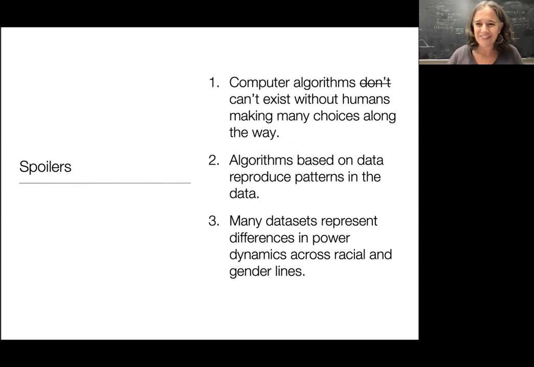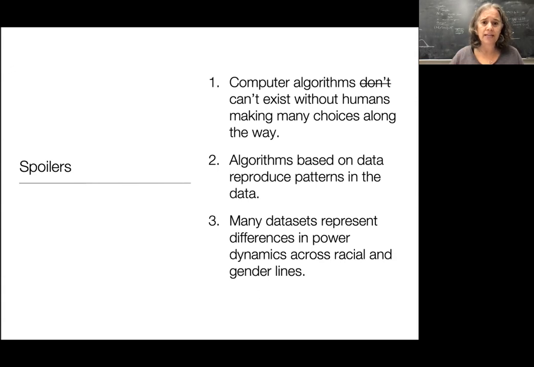And then, because I don't like to wait till the end, I want to tell you what the spoiler is for this entire talk: computer algorithms can't exist without humans making many choices along the way. So we are intimately involved in every piece of data science, every piece of AI, every piece of machine learning. I don't think any of you would say this, but there are lots of examples where people think, oh, it's just the algorithm that is causing this. It's not actually any of my biases, right?